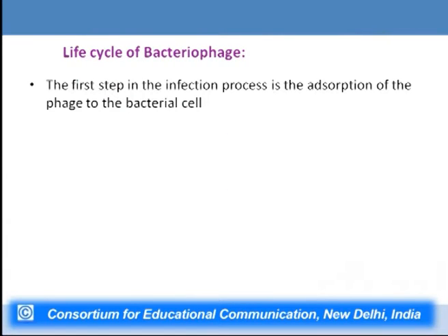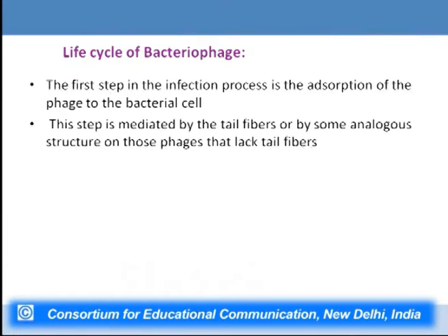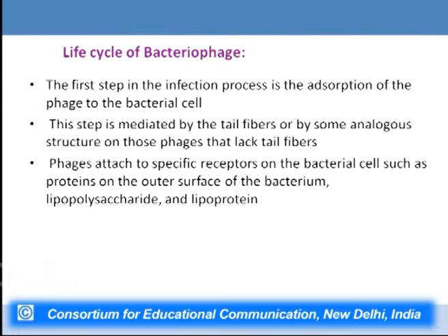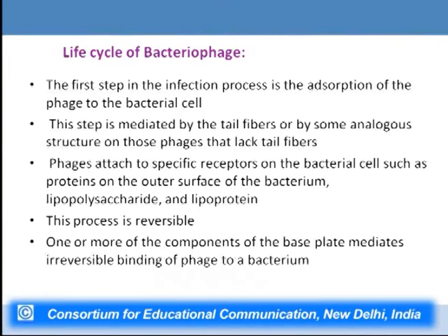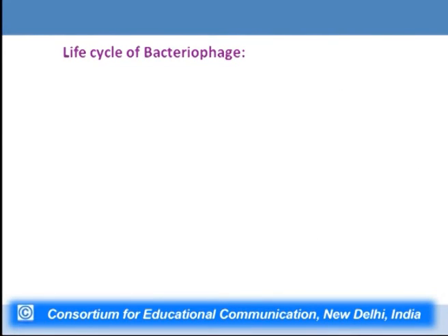Now the first step in the infection process in the life cycle of bacteriophages is the adsorption of the phage to the bacterial cell, which is mediated by tail fibers or by some other analogous structures on those phages which lack tail fibers. Now phages attach to specific receptors on the bacterial cells such as proteins, lipopolysaccharide, lipoprotein, etc. And this process is reversible. The attachment process is reversible. One or more of the components of the base plate mediates irreversible binding of the phage to a bacterium.